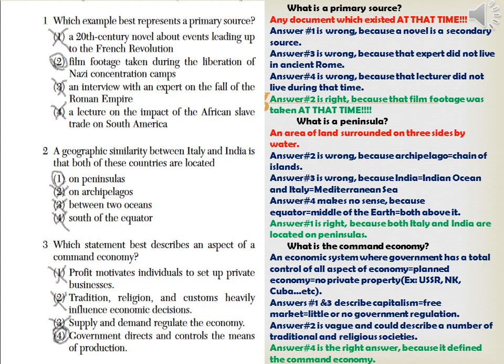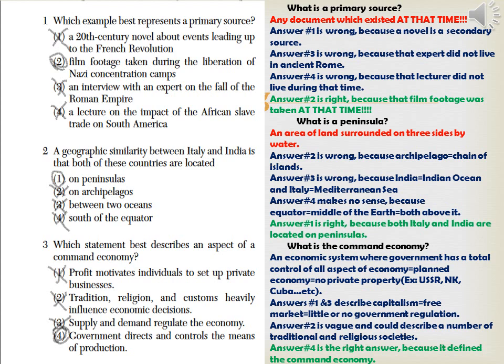So, what's a peninsula? It's an area of land surrounded on 3 sides by water. Answer number 2 is wrong because an archipelago is basically a chain of islands. And if you know what an island is, it's a piece of land surrounded by water on all of its sides. And an archipelago is a chain of islands. Answer number 3 is wrong because when you think of India, think about the Indian Ocean. When you think of Italy, think about the Mediterranean Sea.